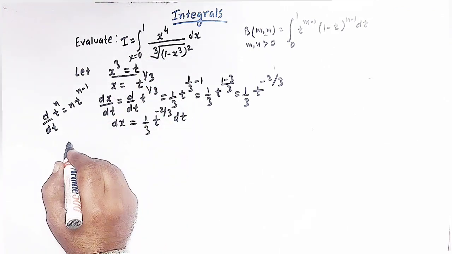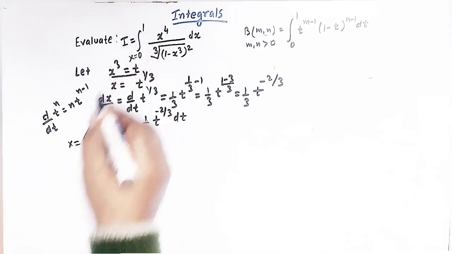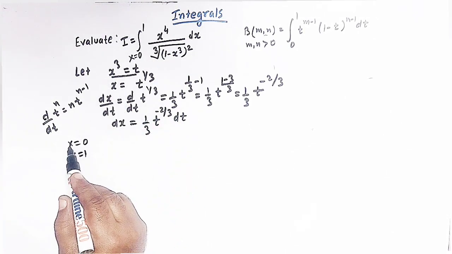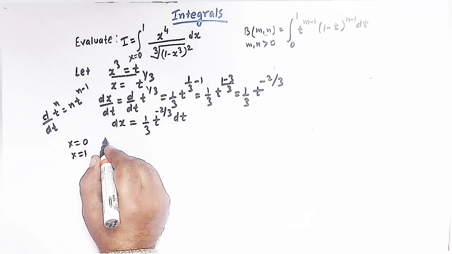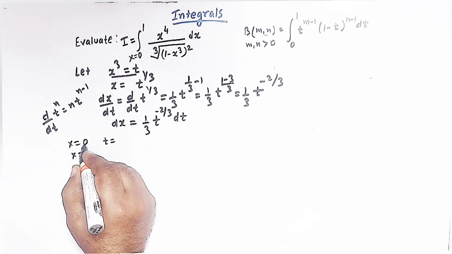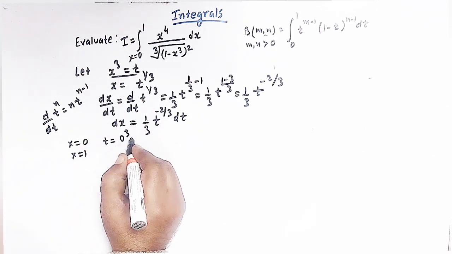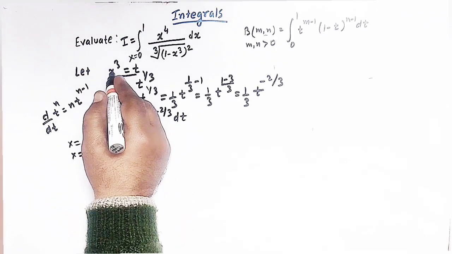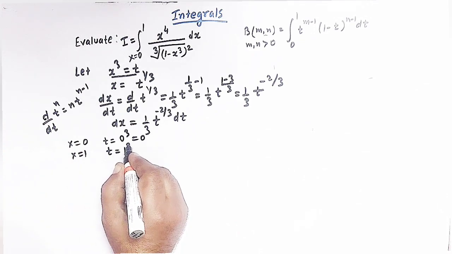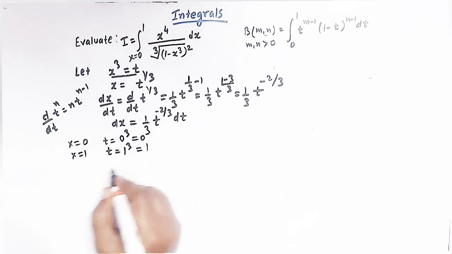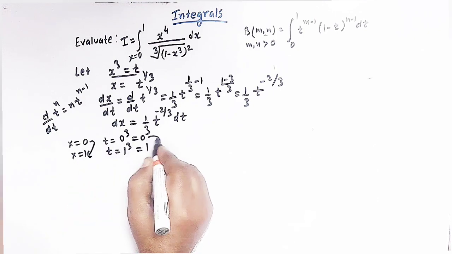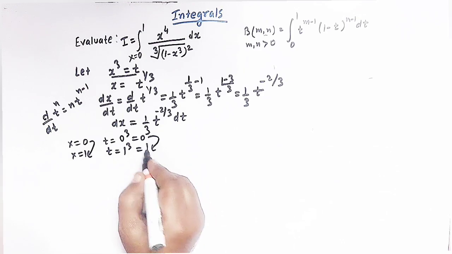So here the lower limit is x is equal to 0 and the upper limit is x is equal to 1. So when x is equal to 0, then the value of t can be obtained from this expression. So we have x is equal to 0, so 0 cube is 0, and when x is equal to 1, then the value of t is equal to 1 cube, that is equal to 1. So when x goes from 0 to 1, then t also changes from 0 to 1.